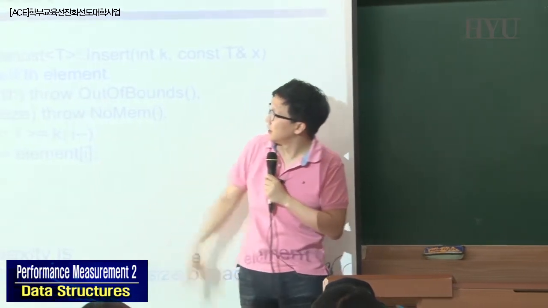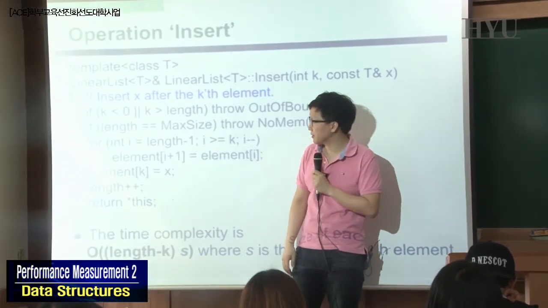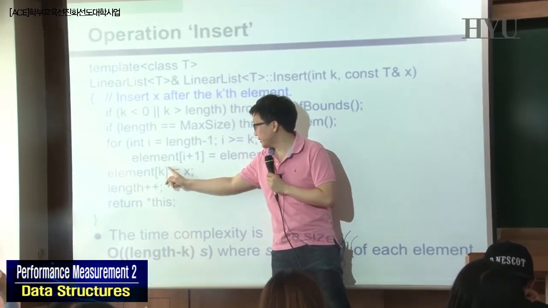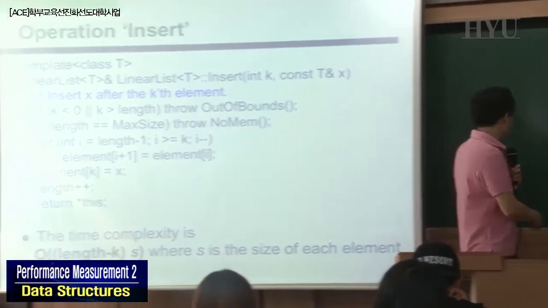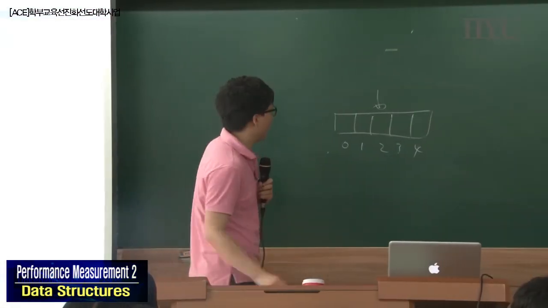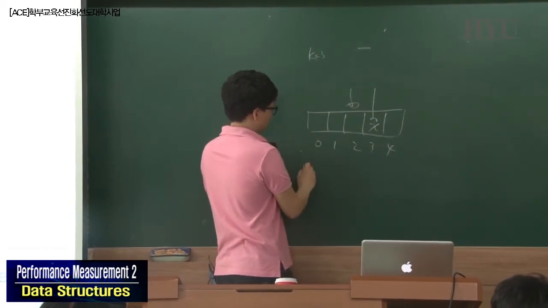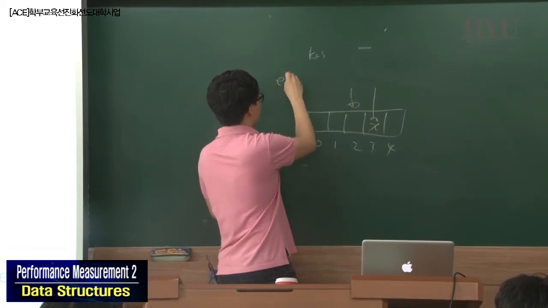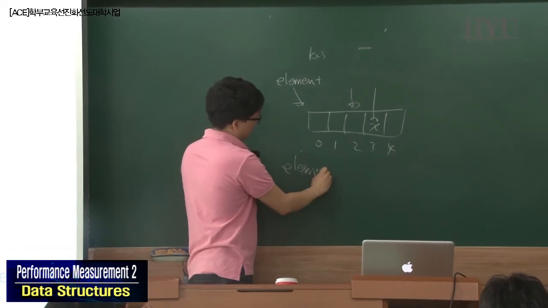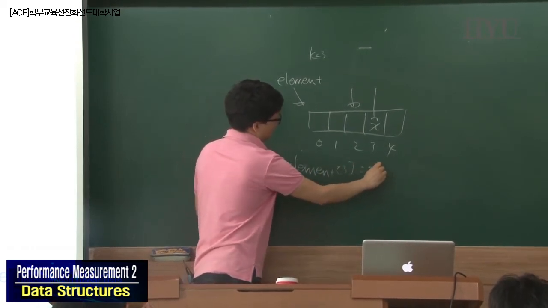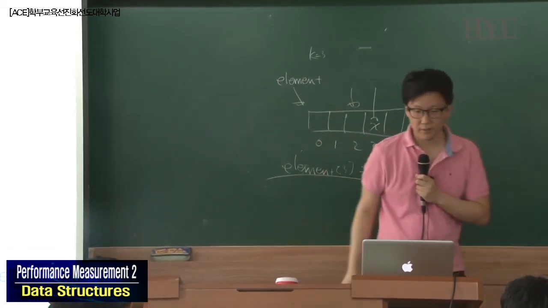These are the actual parts for inserting elements. How do you insert the elements? Elements array index k equals x. 그렇게 하면 I just insert the element into k. Let's say k is 3, then x. 어떻게? The name of this array is elements. elements 3 equals x. I just add it. 그죠? Array는 이렇게 넣죠? Add it.